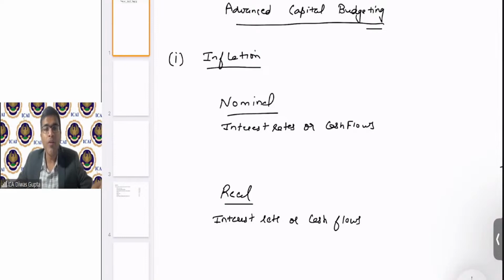Okay. So now, when we are talking about inflation, these two terms are very important to understand.